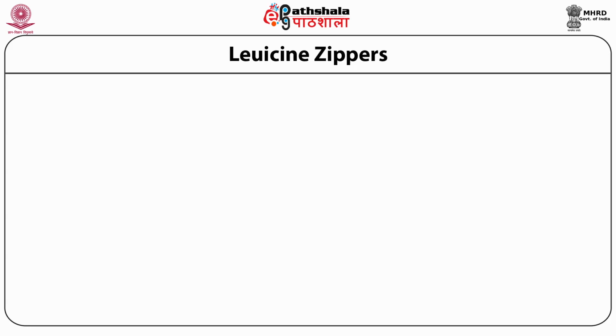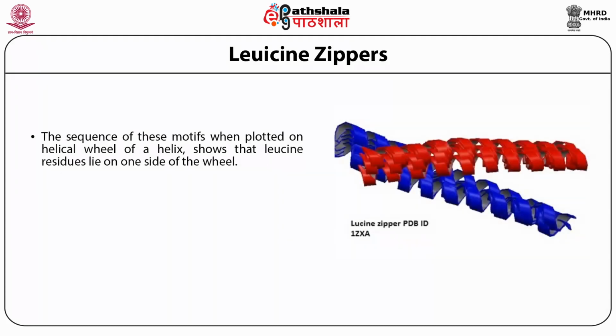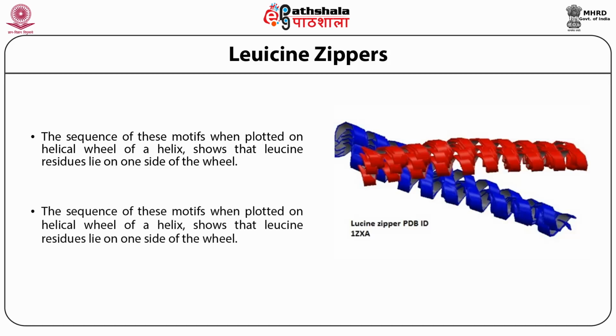Leucine zipper. This is another structural motif which binds to DNA. The sequence of these motifs, when plotted on the helical wheel of an alpha helix, shows that leucine residues all lie on one side of the helix. The peptide dimerizes because of the hydrophobic contacts among the leucine side chains, to form two parallel coiled coil alpha helical strands of 3.5 residues each.